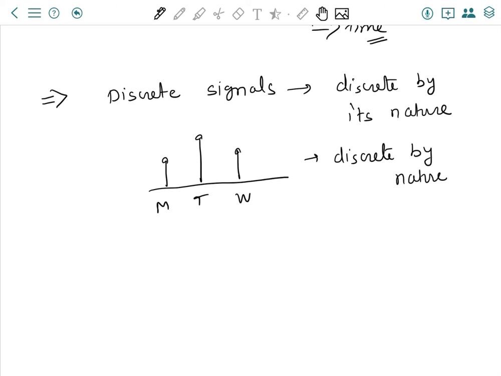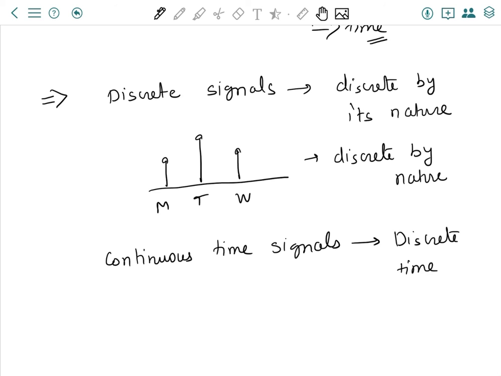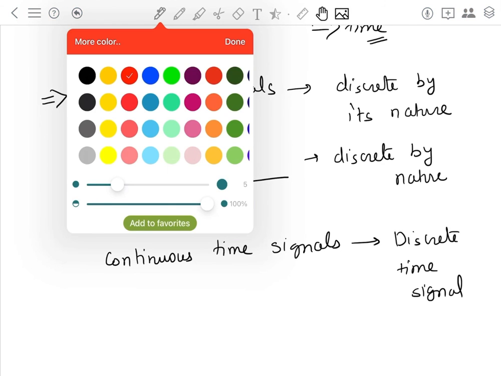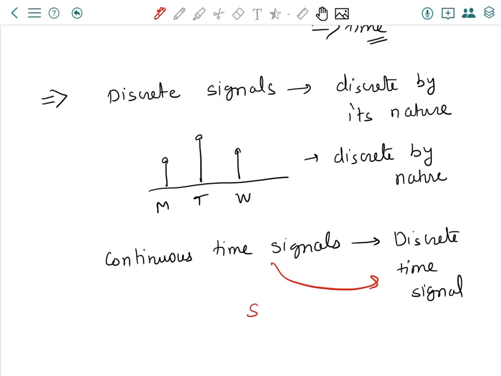But we can also get discrete time signals from continuous time signals. Continuous time signals can give discrete time signals, and it is very useful for signal processing. How do we do that? That is done by sampling. It is a very important topic, and a very useful tool for getting a discrete time signal from a continuous time signal.